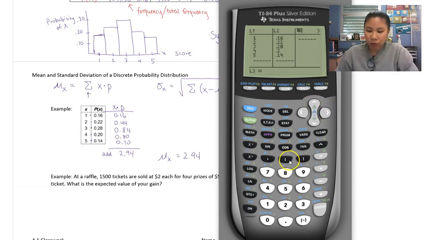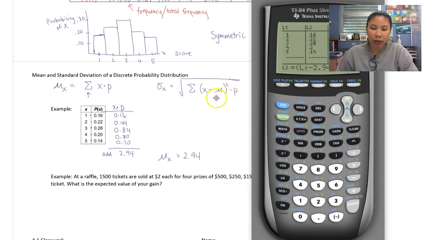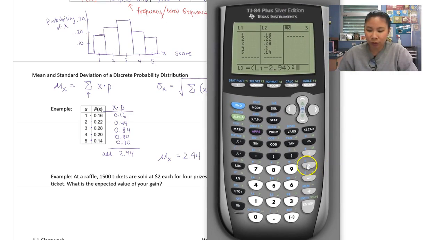So we want to start with the parentheses. We're going to take our X values and minus the mean from it. So our X values were in L1, minus, our mean was 2.94. And the parentheses, we want to square it. So I'm just following the formula over here. I just squared it, and then I'm going to multiply it by P. And all of our probabilities were in L2. So it'll be times L2.